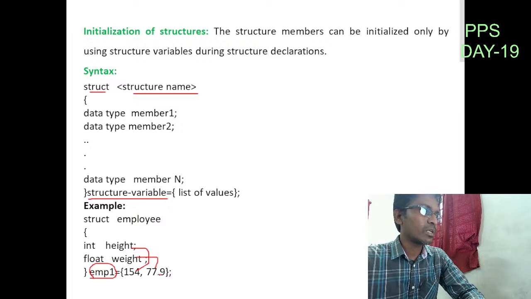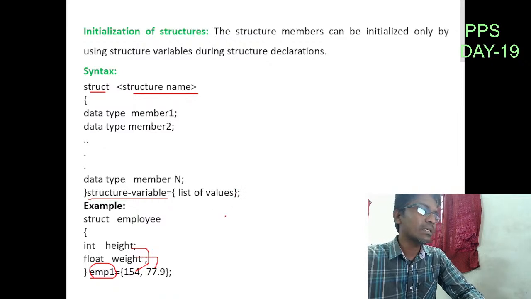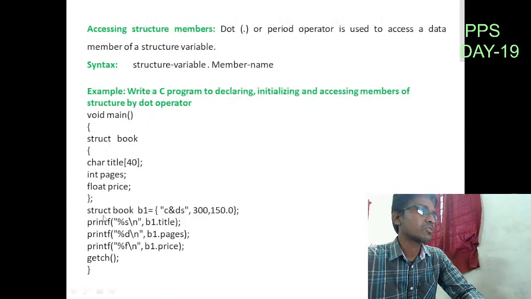I hope you understand how we are going to initialize the structure variables. If you want to initialize a structure variable, then you have to use the structure variable followed by the equal operator and followed by a list of values. The list of values can be written in between opening and closing curly brackets, and it will be terminated by a semicolon. Like this you can initialize the structure members.